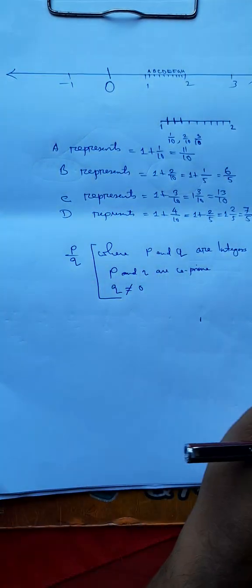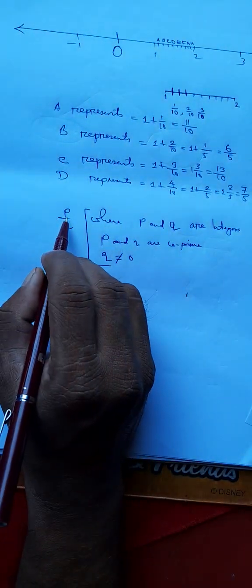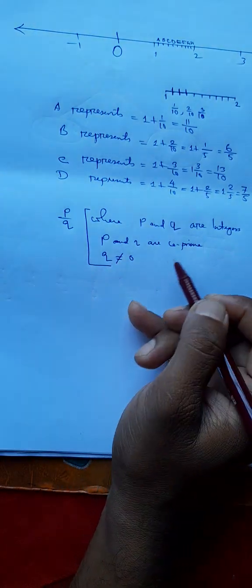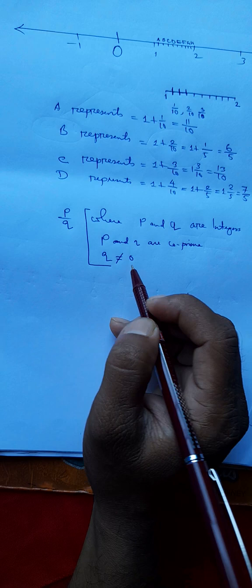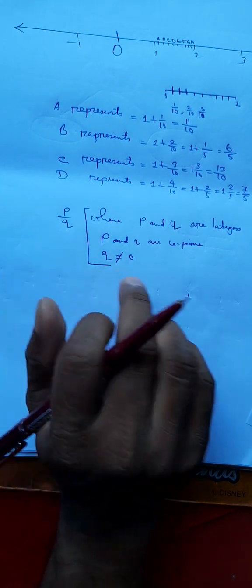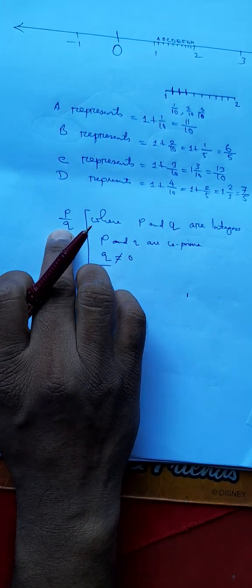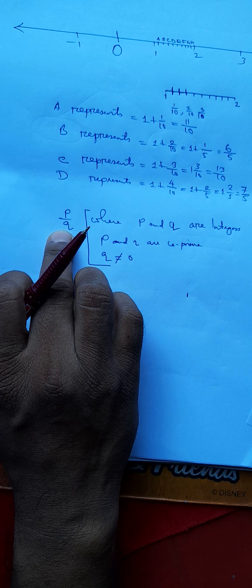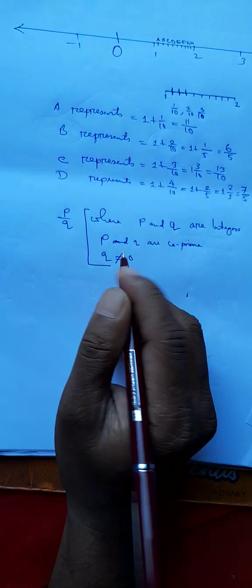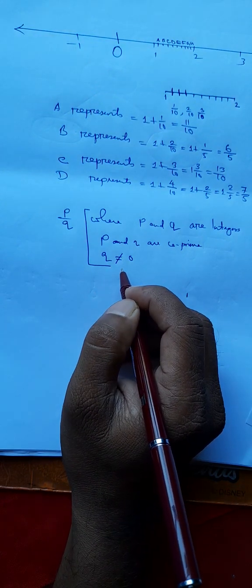A rational number is a number which can be expressed in the form P by Q, where P and Q are integers. P and Q are co-prime. Co-prime means P and Q don't have any common factor other than 1. Means they are only divisible by 1. And Q is not equal to 0.